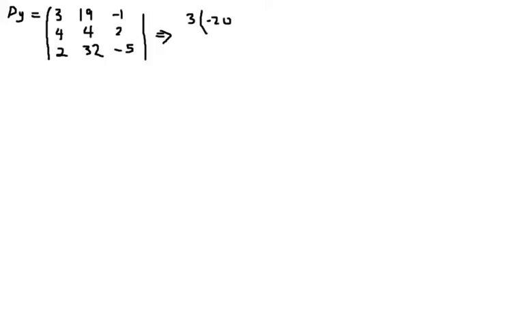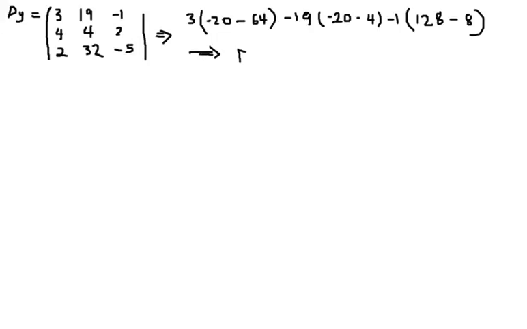So we use the same method to find the determinant here. 3 into minus 20 minus 64. Then minus 19, and this is minus 20 minus 4. Then you have minus 1, and then 128 minus 8. So when we solve this arithmetically, we are going to have that dy is equal to 84.